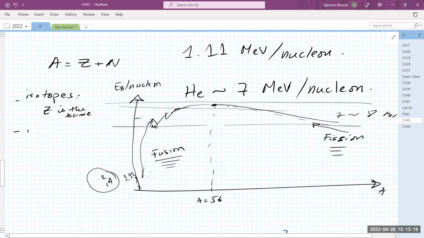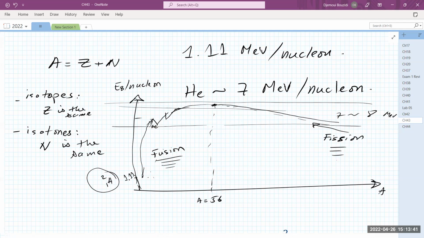There is another word that you might see, and that is isotones. Isotones, as opposed to isotopes, have the same N. Obviously, in this case, the mass number in both cases is different because Z will be different. So these are two different chemicals, two different elements on the periodic table, not the same element at all, but they have the same number of neutrons, okay? So this is another word that we use extensively.